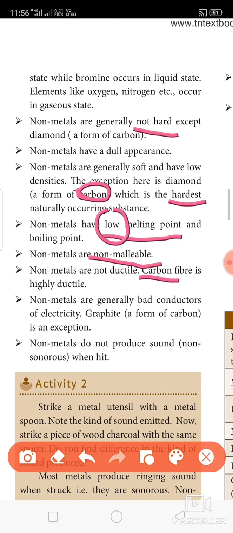Non-metals are generally bad conductors of electricity. Exceptional case, graphite. Graphite is a form of carbon. So all the carbon forms, graphite, carbon fiber, diamond, these are all forms of carbon. These are all the exceptional cases in non-metals. Okay, they exhibit the nature of metals in few cases, but we keep carbon in non-metals. Non-metals do not produce sound.